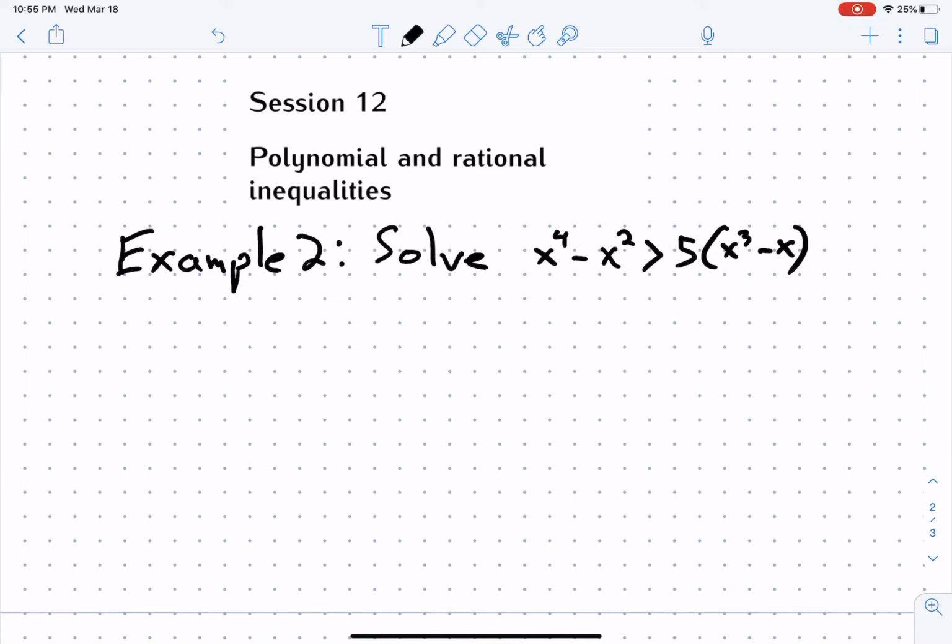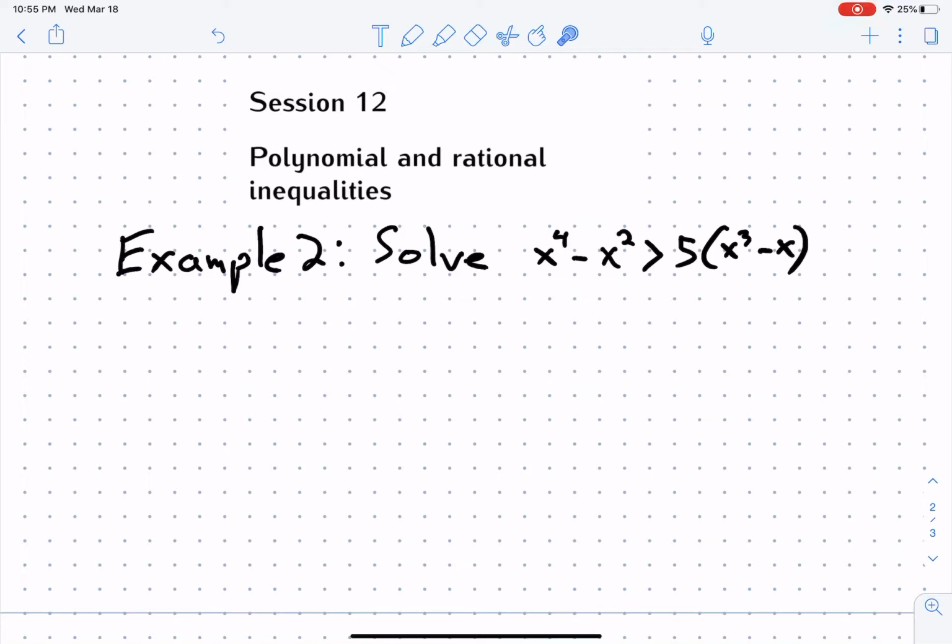Hi, everybody. We're coming back. We're continuing polynomial inequalities, and we're going to look at one more example in detail. This is an example of a polynomial inequality, and the instructions say solve the following inequality: x to the fourth minus x squared is greater than 5 times x cubed minus x.